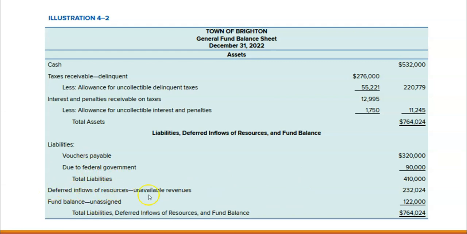Then we have unavailable revenues, fund balance unassigned, things like we have to pay the federal government. And we're going to talk through these different transactions as part of the journal entries for chapter 4.